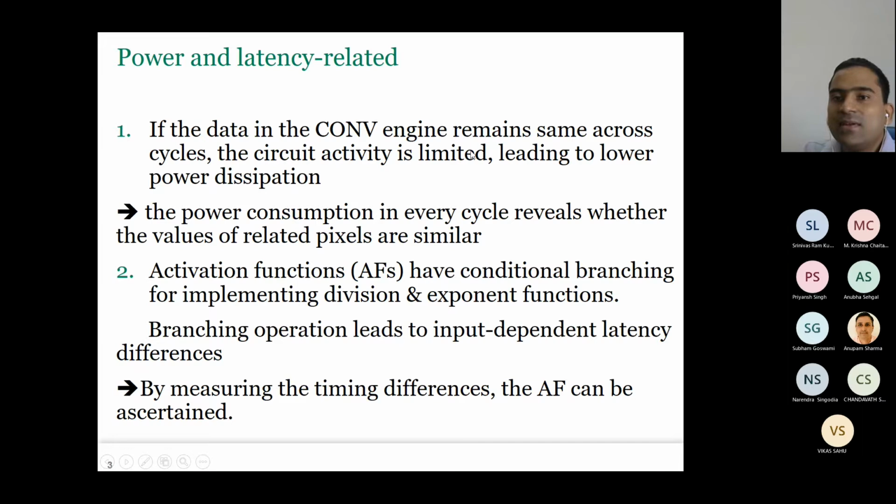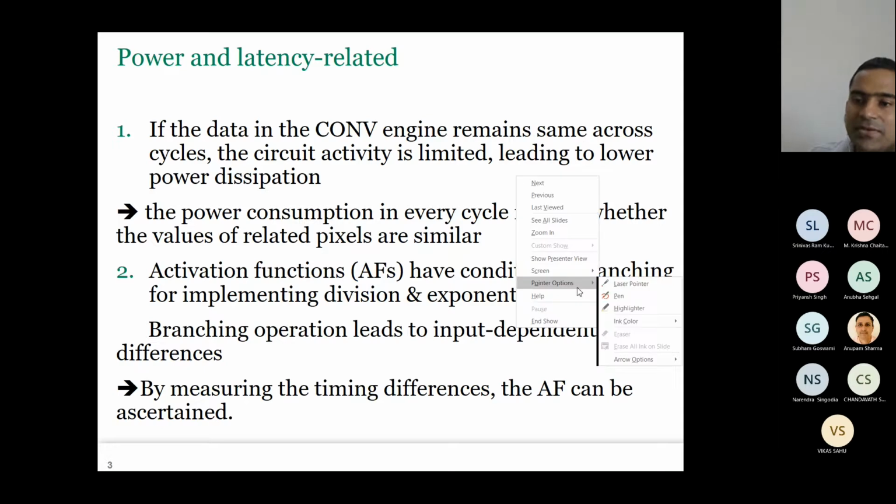If the data in the convolution engine remains the same across cycles, then circuit activity becomes limited. For example, suppose we do a first convolution operation, then a second convolution operation. If the data between these two operations is almost the same, then what will happen? Power consumption will be low because data is not replaced that much. The data values are almost similar, so this leads to lower power dissipation.